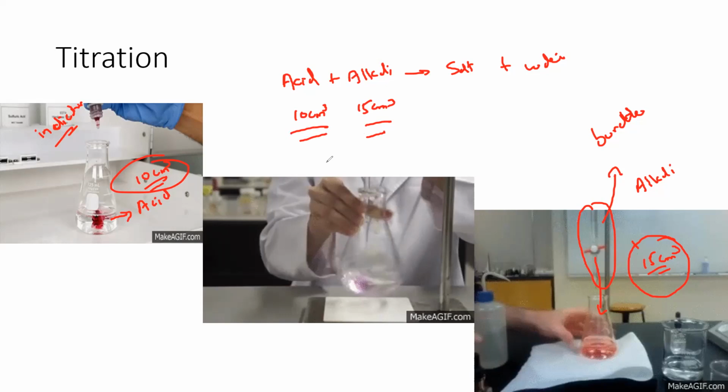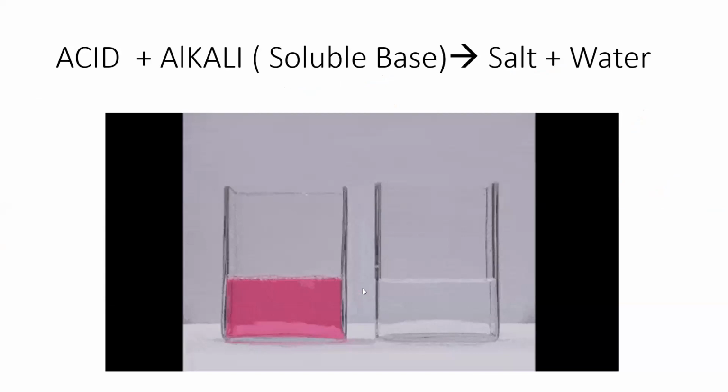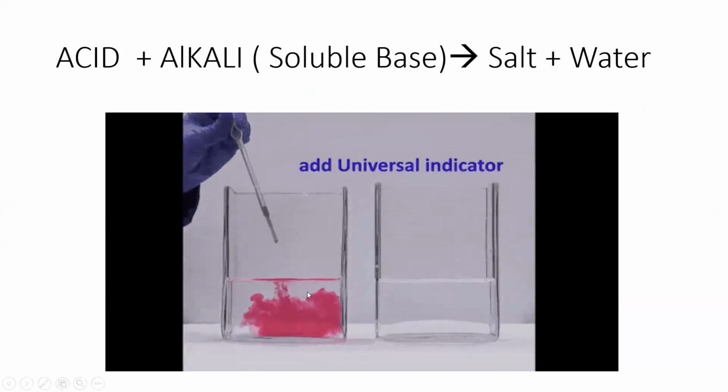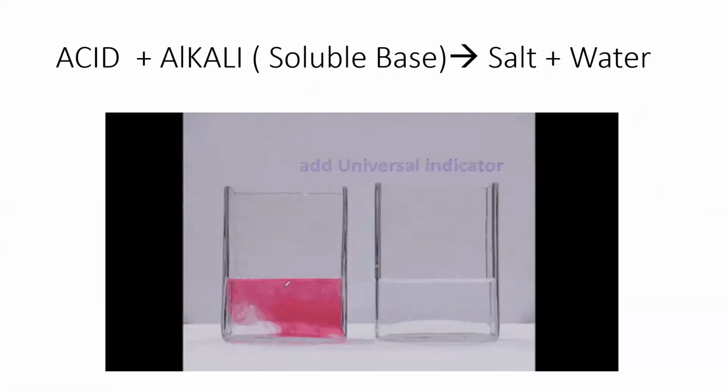So what we will do is repeat the experiment without indicator. What was the purpose of using an indicator? The purpose of using an indicator is to identify what volume of acid can react with an alkali. Because if I mix both solutions directly, as you can see here in this picture, without adding an indicator, I cannot identify how much acid is needed to react with an alkali.